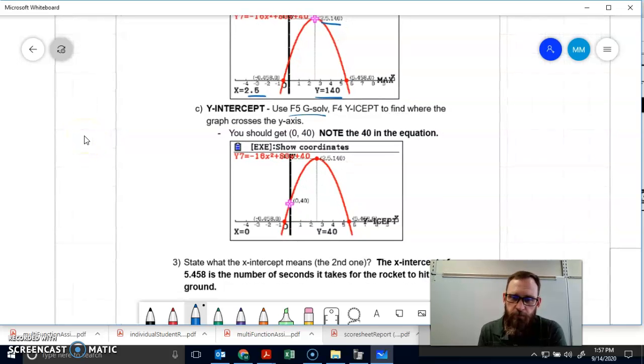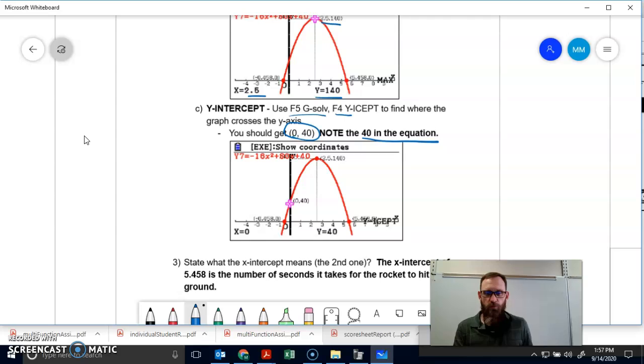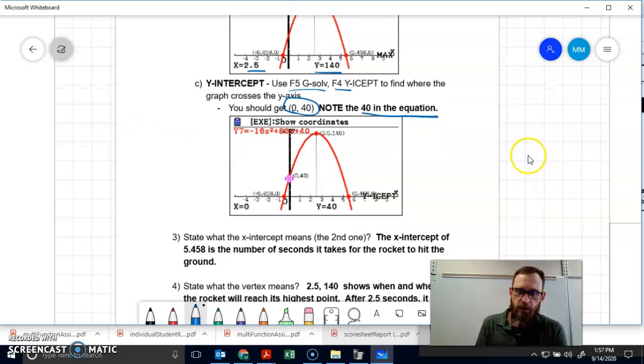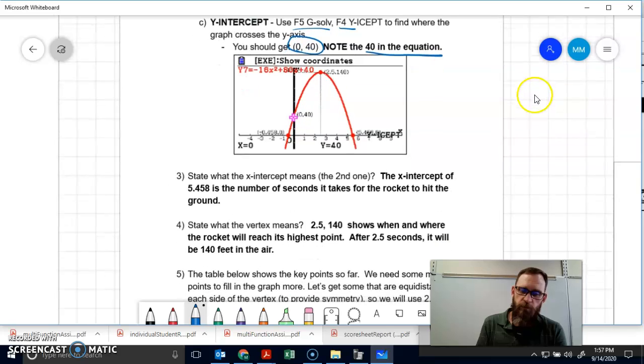G-solve F4. And that will give you the y-intercept 0, 40. And you'll note 40 is the last number in the equation. So when it's in that standard form that we have this one in, it's always going to be that last number. Not for every format, but for this particular format, it works. So now I have 4 key points.